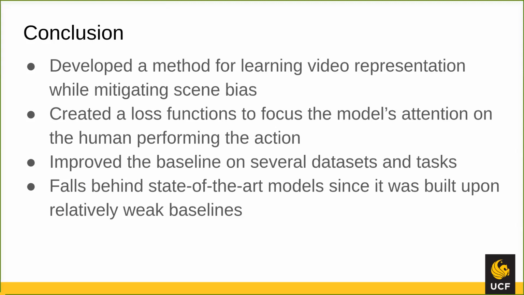So to wrap everything up here, the authors of this paper developed a method for learning video representations while mitigating scene bias. They're trying to train a CNN model to be able to perform action understanding tasks without using the scene representation, and they want to do this to be able to create more general models. So they created a couple loss functions to focus the model's attention on the human performing the action in the video. By doing so, they improved on the baseline on several data sets and on several tasks. The only downside to this method is that it falls behind state-of-the-art models since it was built upon relatively weak backbones. But potentially, given stronger backbones, it could outperform.